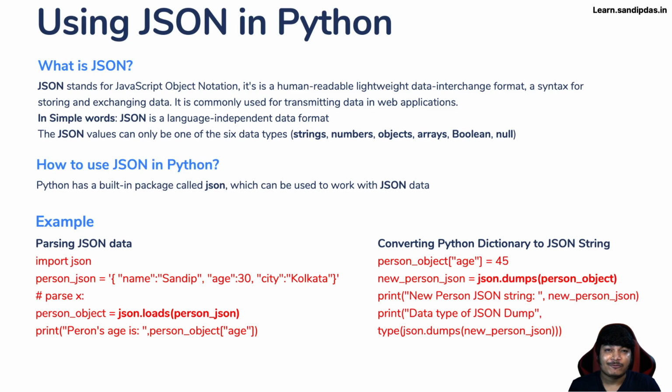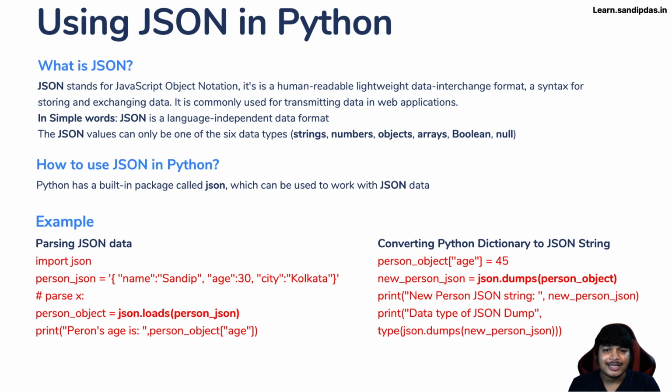Now let's understand a very important topic in Python, that is using JSON in Python. Now you might wonder what exactly is JSON. So JSON stands for JavaScript Object Notation. It's a human readable, lightweight data interchange format, a syntax for storing and exchanging data. Now it is commonly used for transmitting data in web applications.